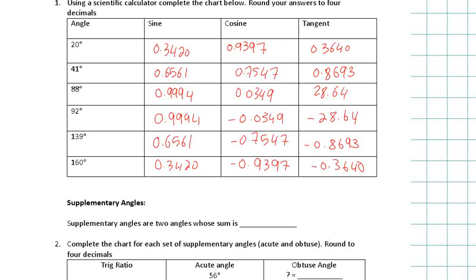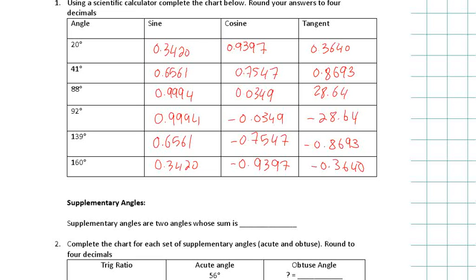Okay, which ones start having negative ratios? Which angles? Cosine and tan. For which angles? 92, 139. Not more than 90. The obtuse angles, right? Because they're higher than 90, they started having negative cosine and negative tan. Okay? What else do you notice?